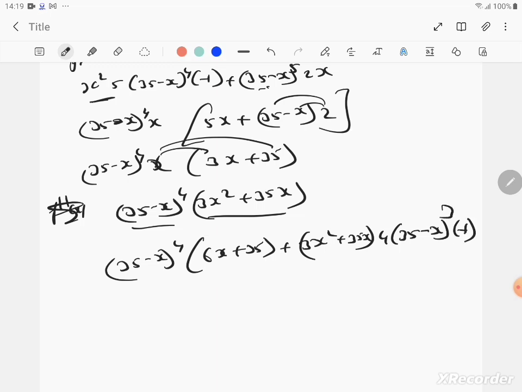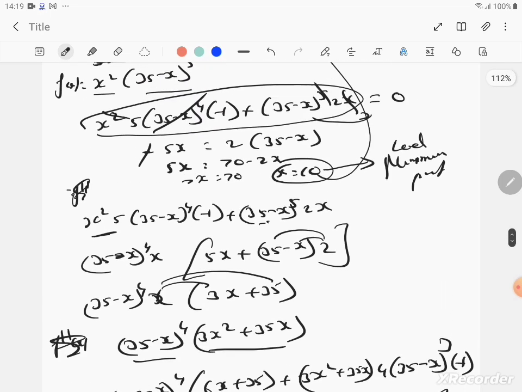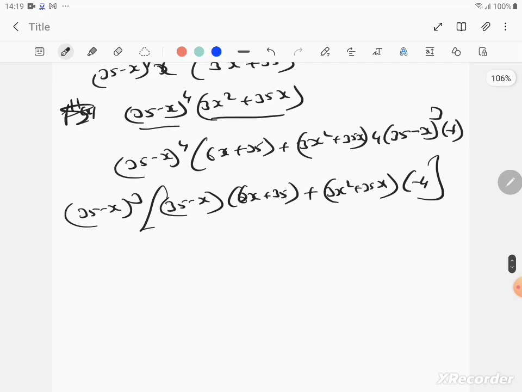And we have to analyze whether it's going to be negative or positive. In this, you have to take out common. The common is (35 minus x) the whole cube. Apart from that, you don't have anything common, so this will be (35 minus x) into (6x plus 35) plus (3x square plus 35x) into minus 4. To assess whether this is negative or positive, you know x is 10. Just substitute 10 here. This is 25 the whole cube, which is going to make this positive.